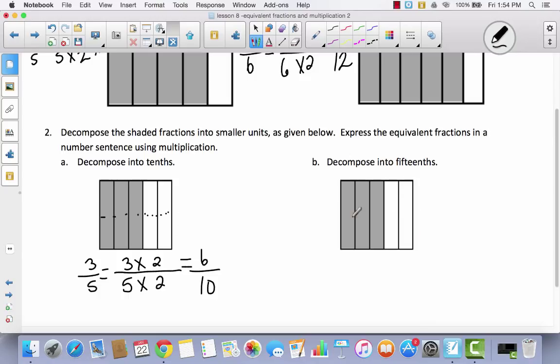All right, so this time it's divided into 5 parts. So I want to decompose it into 15 parts. So that means I'm going to triple the number of parts. If I'm going to triple them, I'm going to have to decompose this twice. So now I've got 3, 6, 9, 12, 15. So I began with 3/5, and I multiplied the numerator and the denominator by 3. So now, instead of 3/5, I have 9/15.